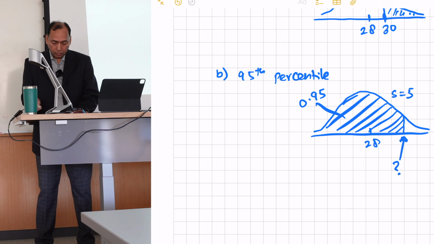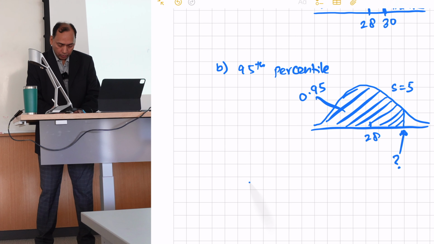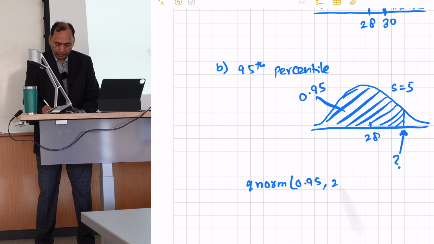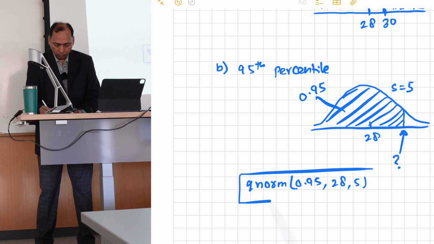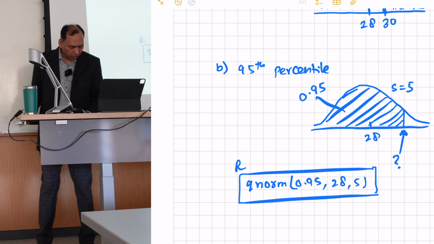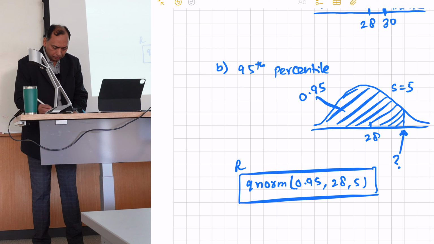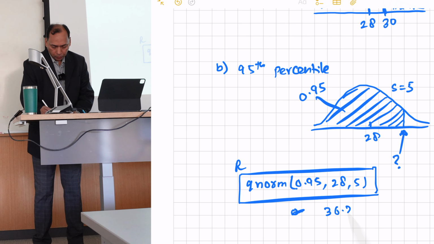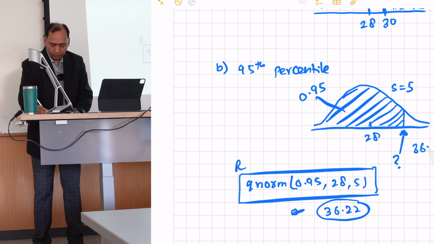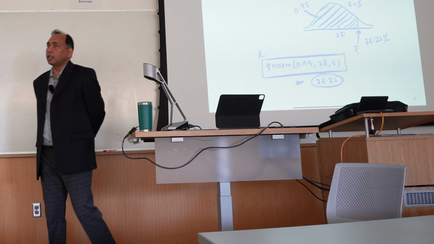So that's where we bring our Q. So qnorm(0.95, 28, 5). That is about 36.22. So this value here is 36.22%. So that should complete chapter 6.